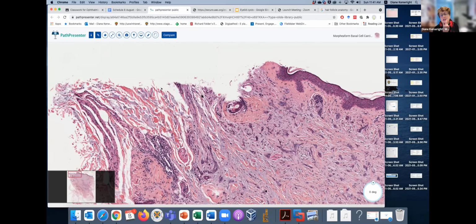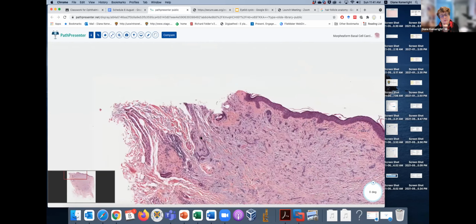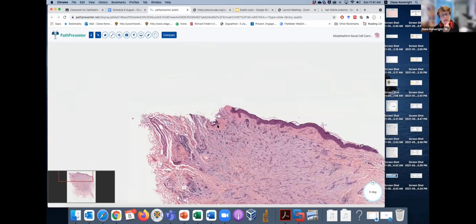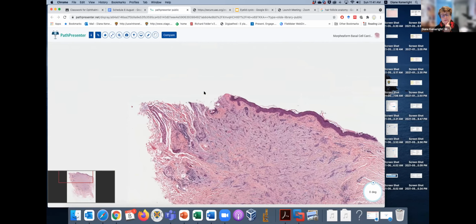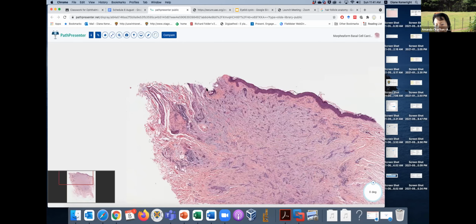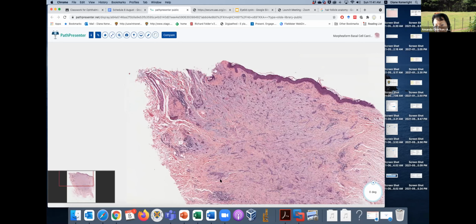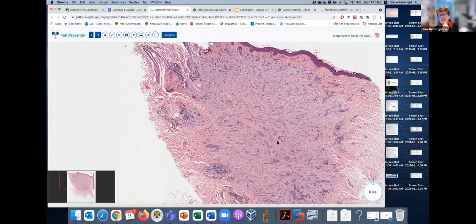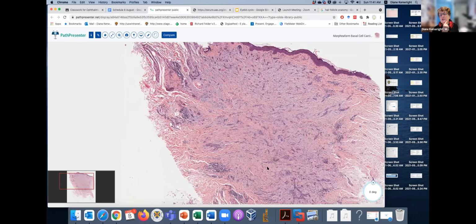Another slightly concerning thing from a technical point of view is I'm not sure this is the true margin. So they'll hopefully give you a slide with ink on it. This is why ink's really important, because we can tell where the true margin is. But if this was the true margin, I would say that it was positive. Yeah. There's a big nerve down here, which I don't think is involved. I couldn't see any perineural or vascular invasion on this.